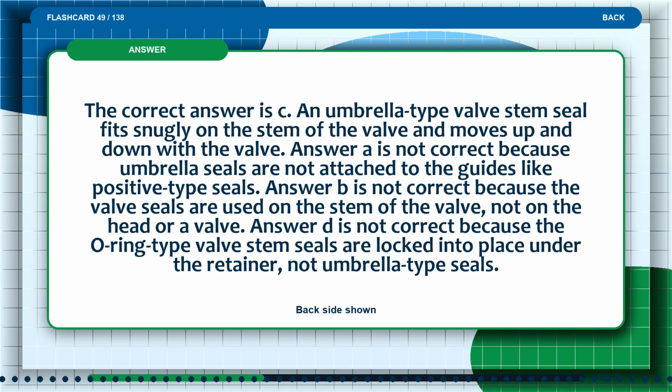The correct answer is C. An umbrella-type valve stem seal fits snugly on the stem of the valve and moves up and down with the valve. Answer A is not correct because umbrella seals are not attached to the guides like positive-type seals. Answer B is not correct because the valve seals are used on the stem of the valve, not on the head of a valve. Answer D is not correct because the O-ring-type valve stem seals are locked into place under the retainer, not umbrella-type seals.